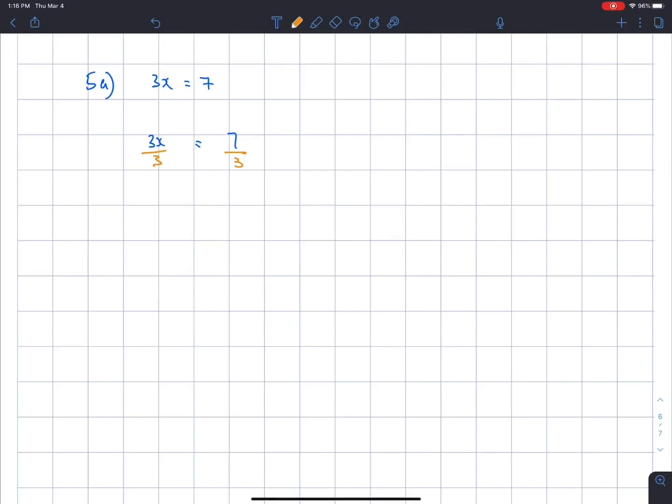Because 3x over 3 is just 1x, or just x. Normally we don't write out the 1. So we can say x equals 7 over 3. So the answer here is divide both sides by 3.